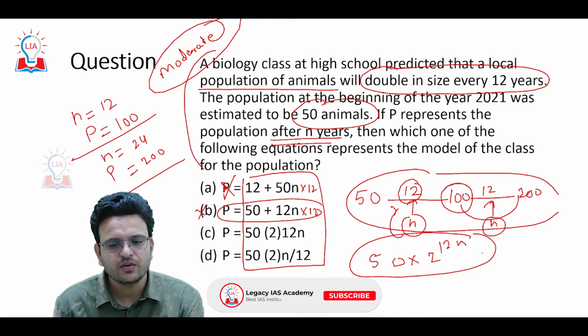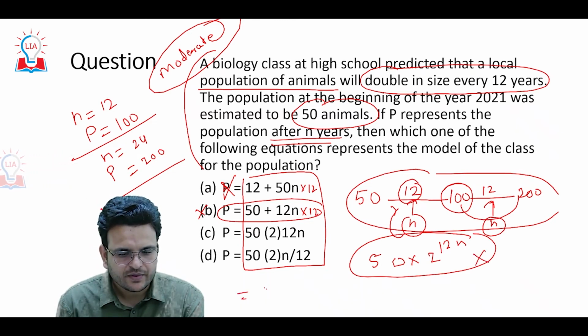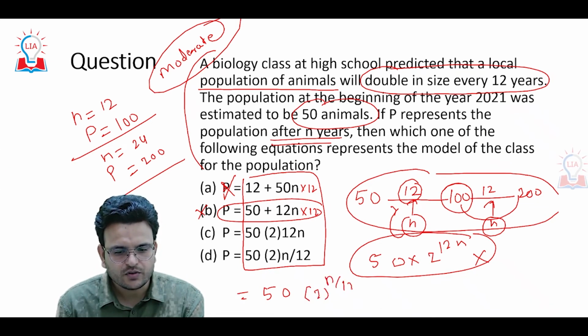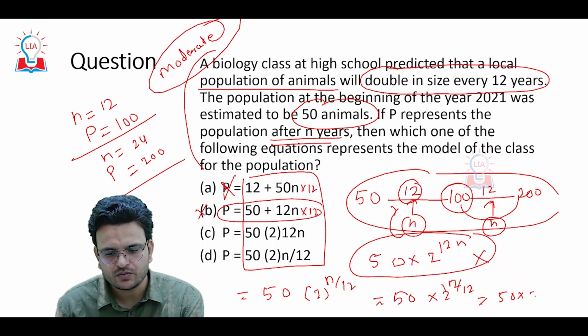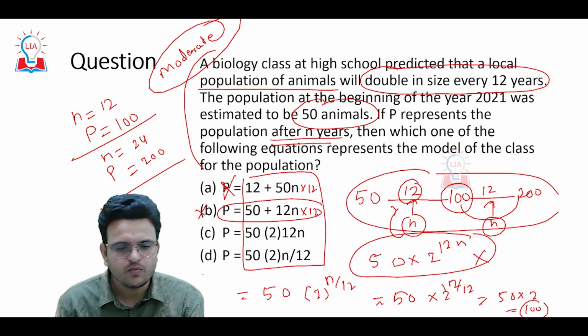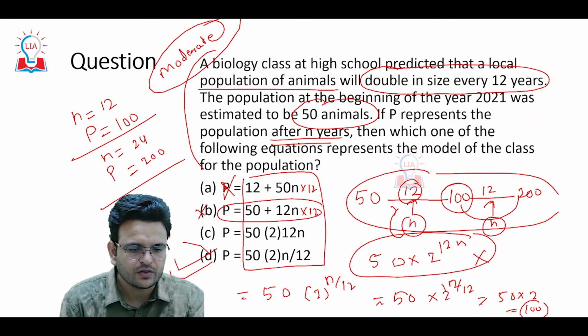If you put here also, you are not going to get an answer. This is again 50 into 2 to the power n upon 12. So if you put here 50 into 2, 12 upon 12, it becomes 50 into 2, which is equal to 100. So hope you are able to understand this particular question. Here we are getting p equal to 100.